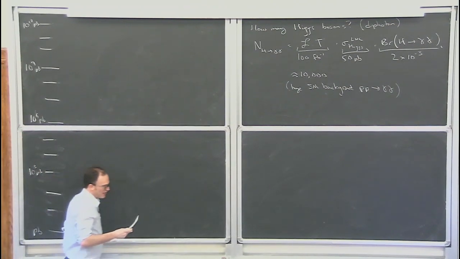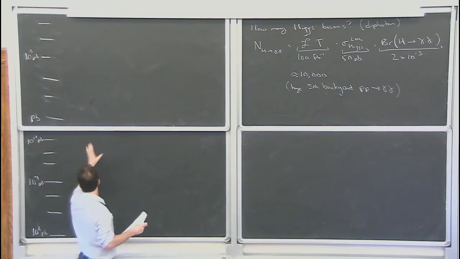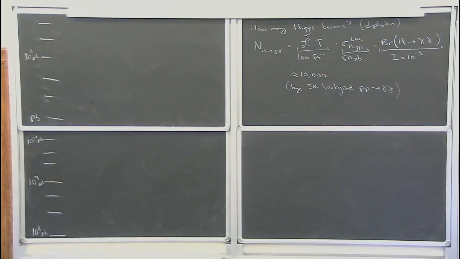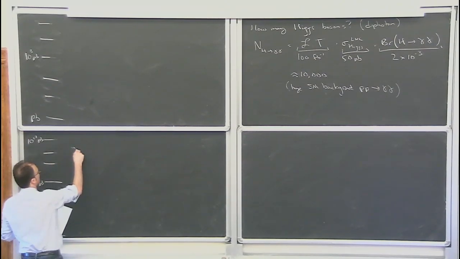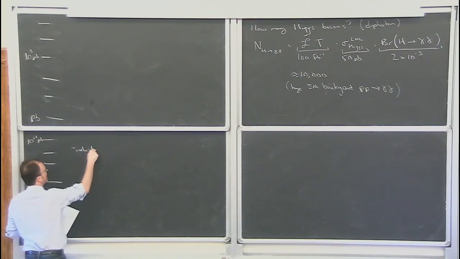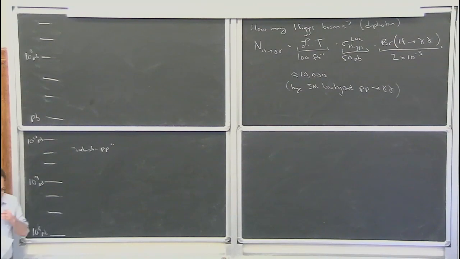Okay, so now let's put all the things that I said on this board. So pico is 10 to the minus 12. So this is a barn here. And I told you that the inelastic pp cross-section is here. So this is inelastic proton-proton collisions at 0.1 of a barn.